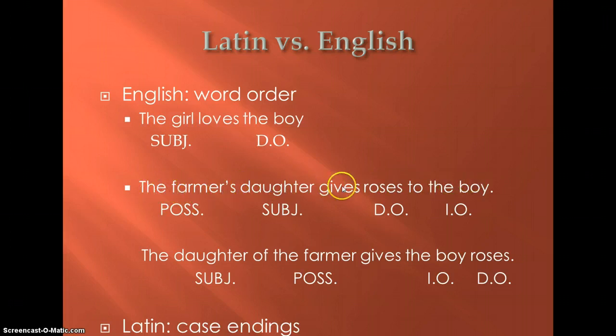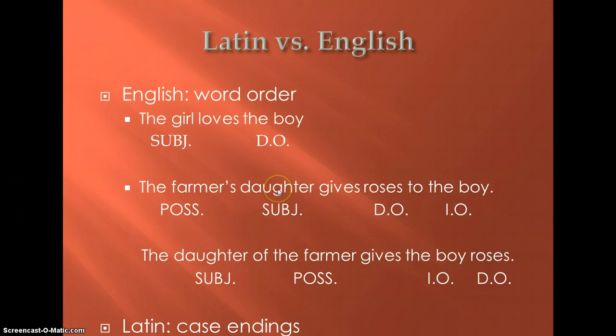The farmer's daughter gives roses to the boy. The daughter is the one doing the action of the verb. She's the one giving, so she is the subject. What is she giving? She's giving roses, so that's the direct object. To whom or for whom is she giving the roses? Well, that is the boy, so that is our indirect object. And then we know from this apostrophe S that the farmer is the possessive, right? He is possessing the daughter.